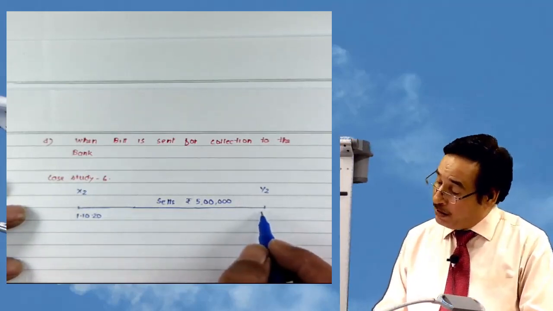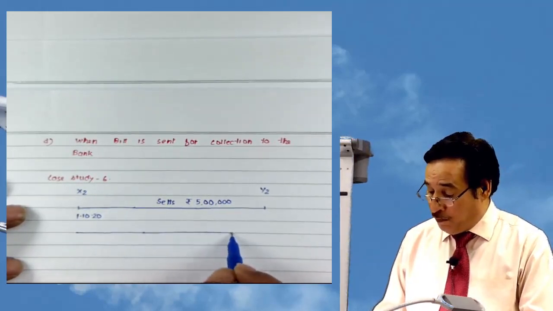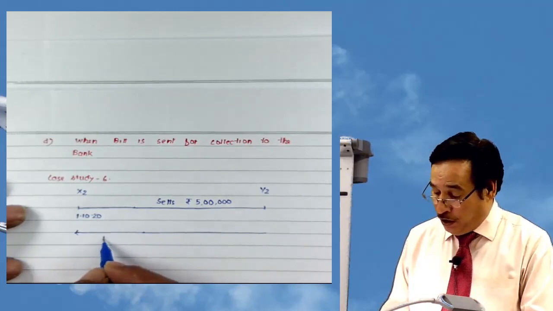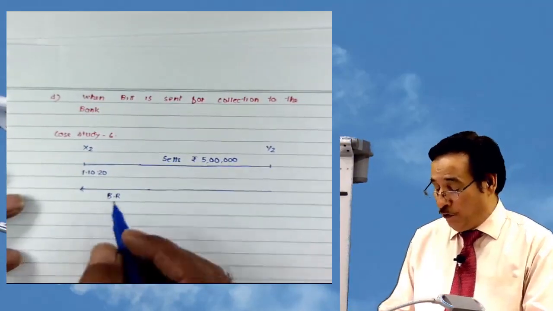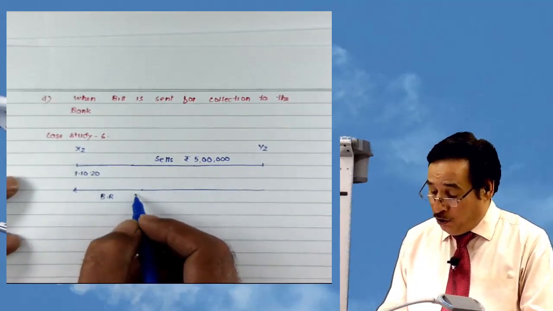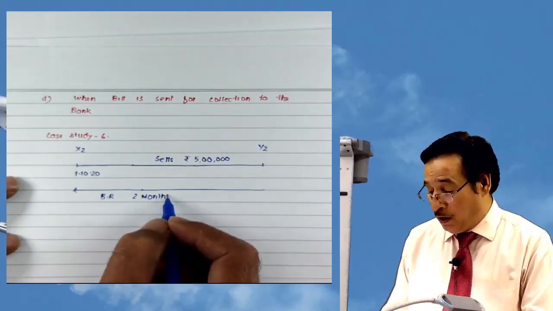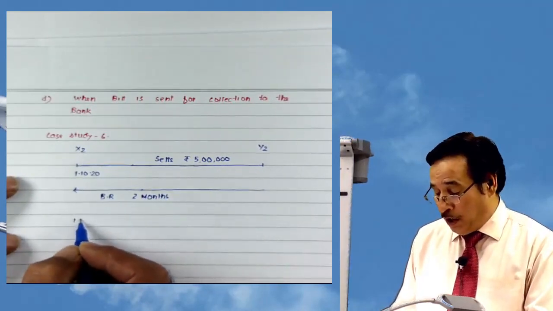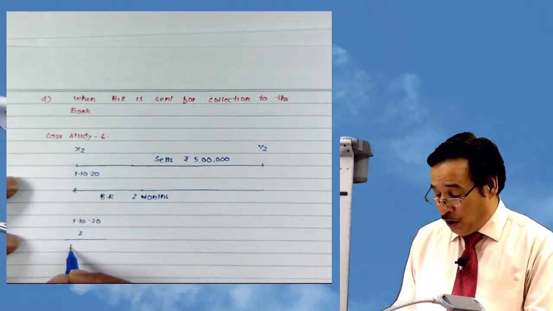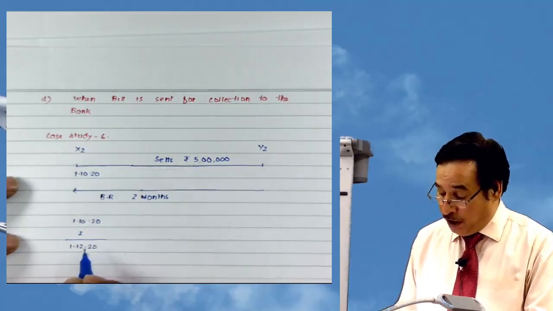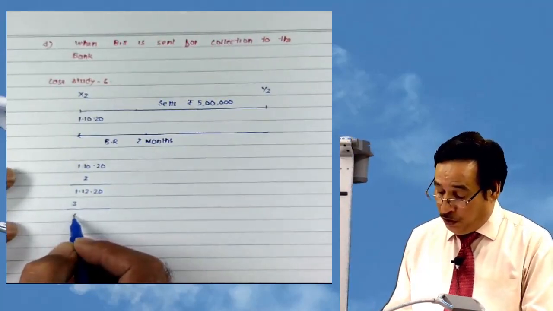On the same date, Y2 accepted a bill drawn upon him by X2 at 2 months. So on this date, Y2 accepts the bill and sends it to X2. Now X2 retains the bill till the maturity. Before we calculate the maturity date, the tenure of the bill is 2 months, which means from 1/10/2020, at 2 months, you will reach 1st of December 2020. You add 3 days of grace, so your maturity date will become 4th of December.